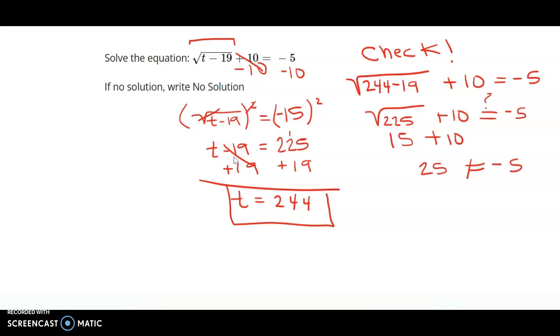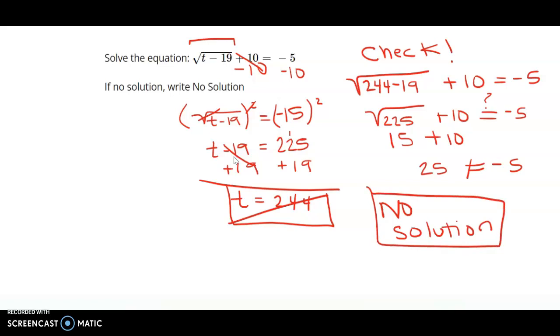So on this one, this is an extraneous solution. This does not work. Or actually, on this one, we can just say no solution. So we would say for the answer no solution, because when we substitute it in, it makes it untrue.